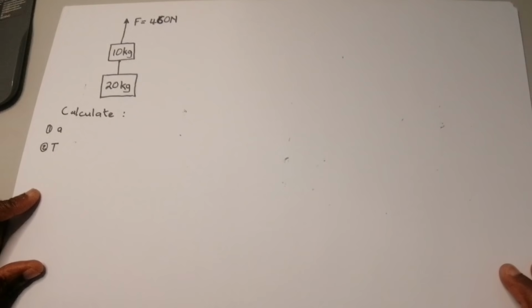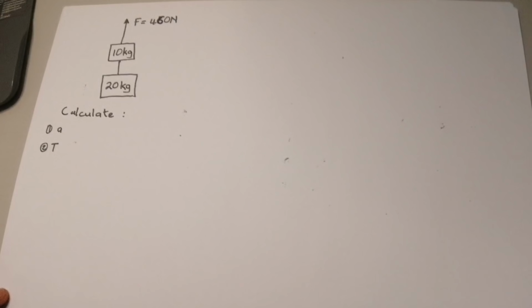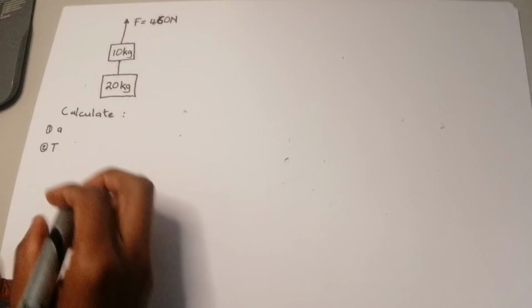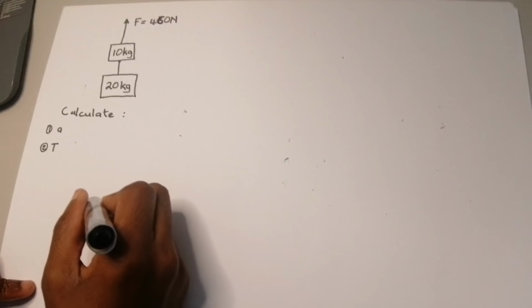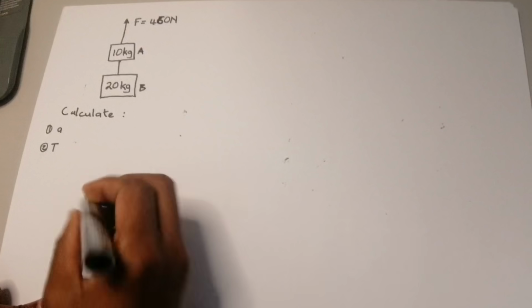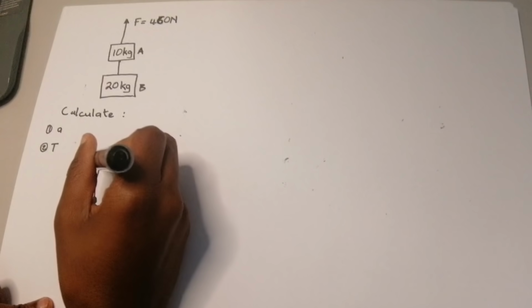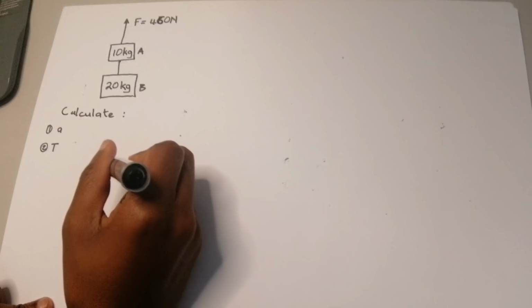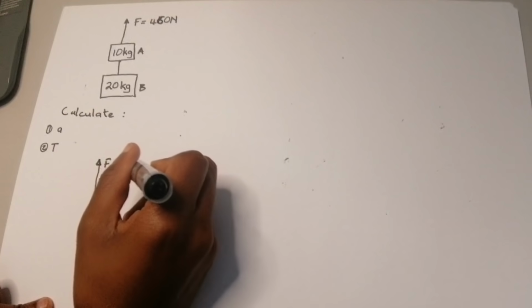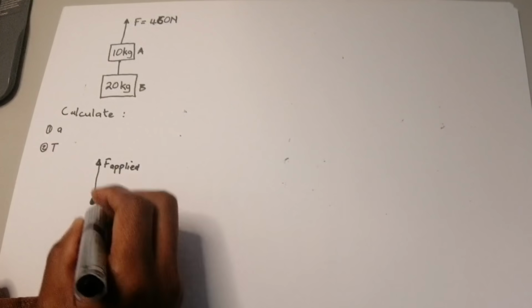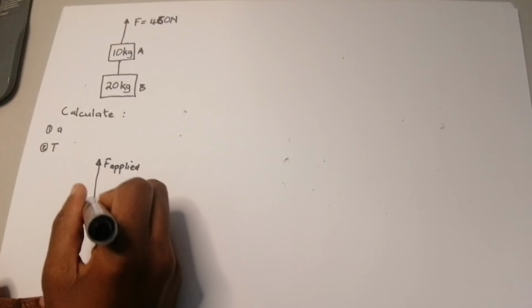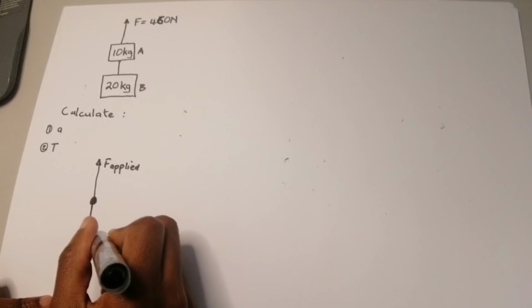Right, so what I want us to do quickly is draw the free body diagram. If you don't mind, let's label them. Let's call this A. Let's call that B. So I'm going to draw a free body diagram for A. What is it going to look like? It's going to have an applied force there, and what else? Remember, it's going to be a tension.